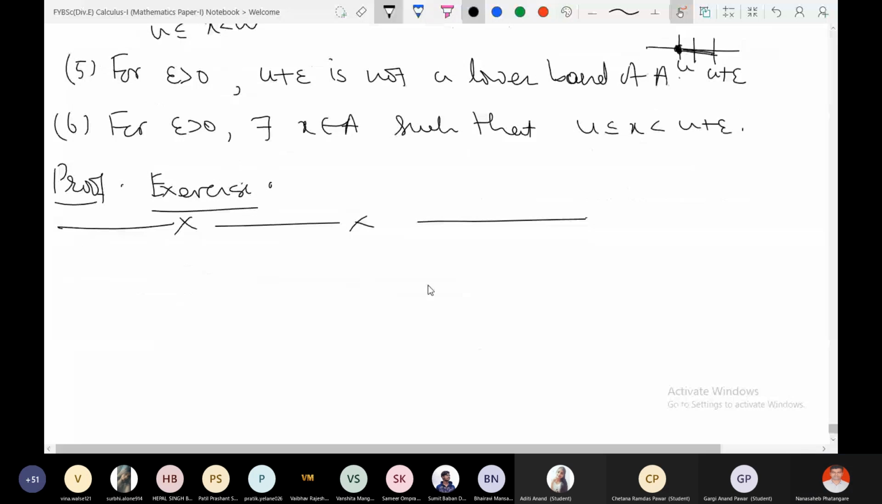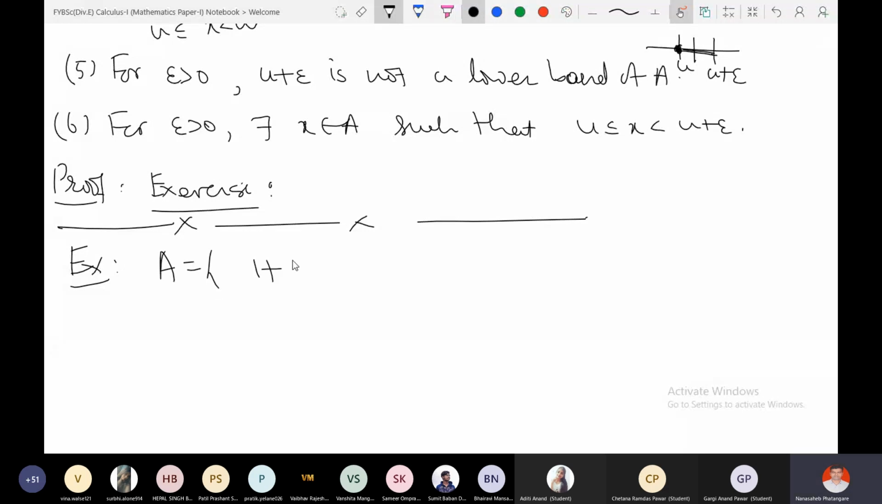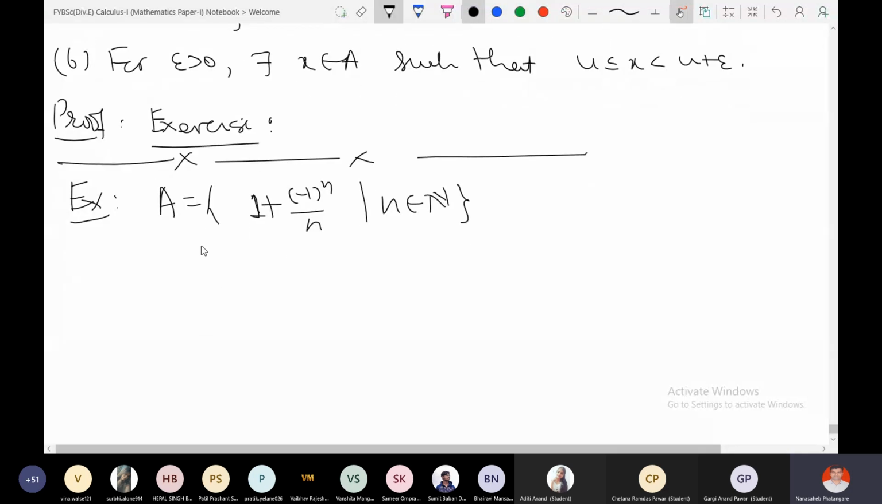So, for example, if we want to observe the set of 1 plus minus 1 raised to n upon n, where n is a natural number, this set is not easy to observe, right? A little bit complicated set. Then, what can you say about supremum and infimum? If I try to write down the elements of this set, what is the first natural number? 1. So what is the first element? 0. Very good.